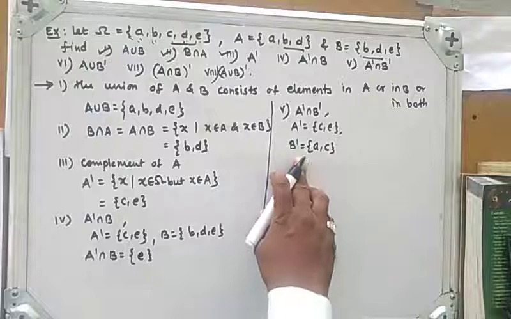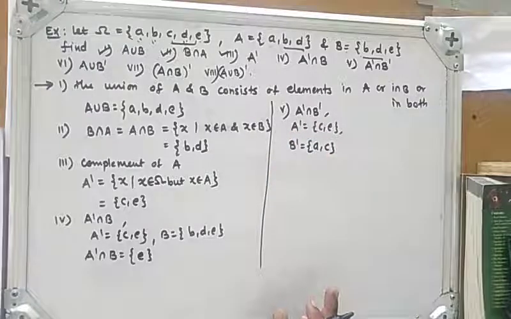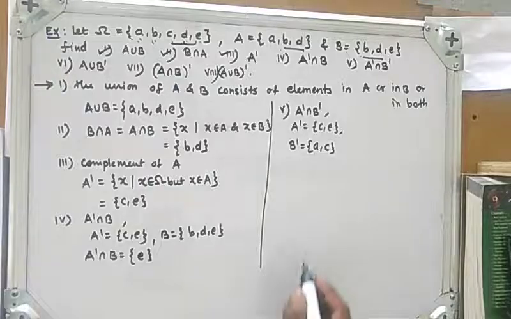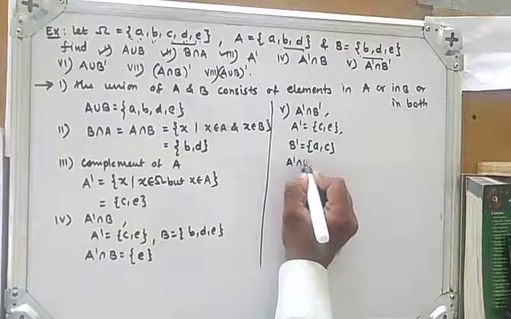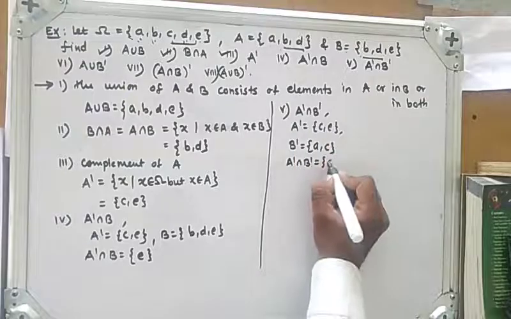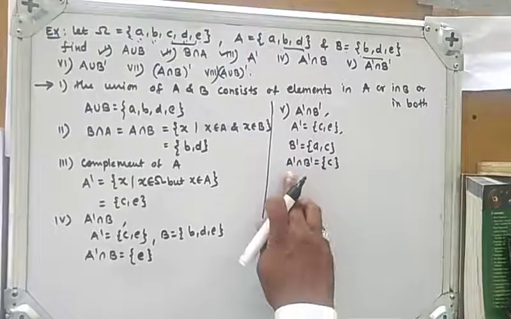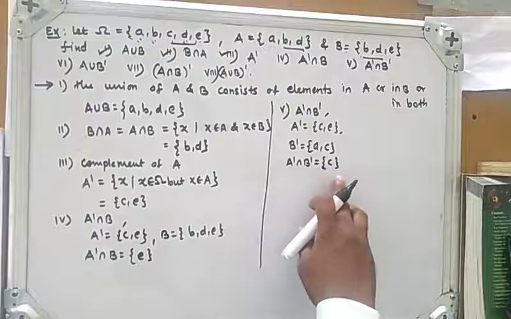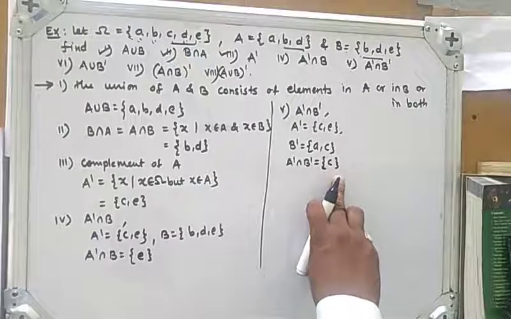Therefore, next to find out A complement intersection B complement. So what will we get here? Intersection means what? Common element. So only C is the common element. So A complement intersection B complement has only a single element, which is C.